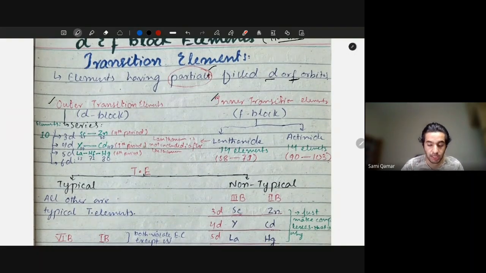Outer transition elements are D block elements. This is really confusing. Most will confuse it. The outer is the transition elements, the D block, while the inner one is the F block. So you should have this clear in mind.